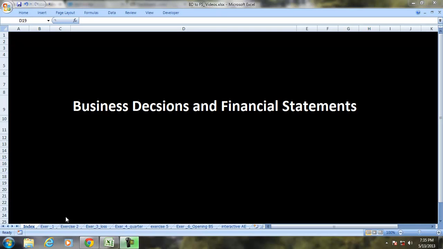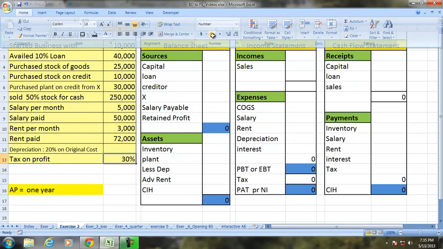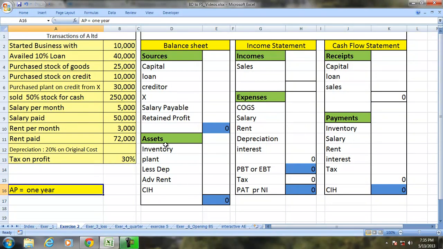Hello and welcome to a discussion on the preparation of financial statements. Once again, we'll take a set of financial decisions or business decisions and convert them into the financial statements. So for that we make an assumption that the accounting period is 1 year.